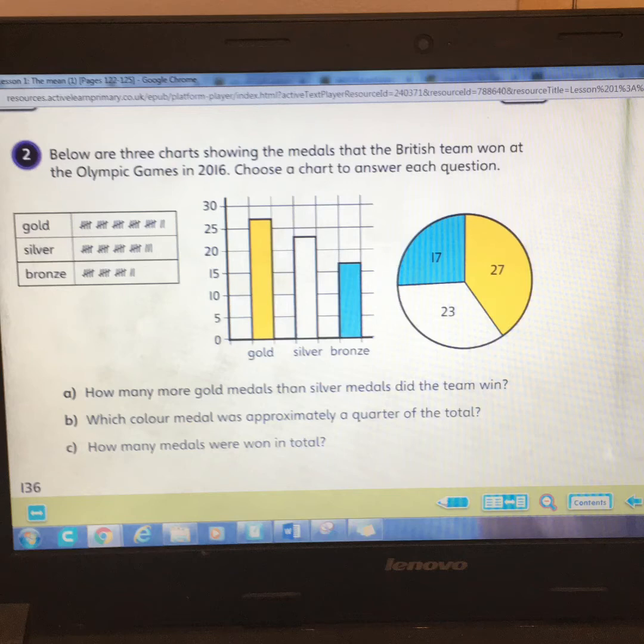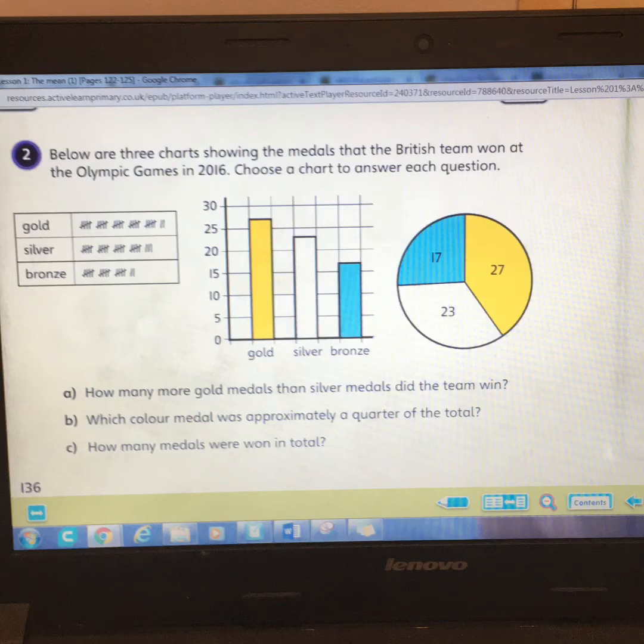Question B. Which colour medal was approximately a quarter of the total? So which chart helps you work this out? Which one helps you show a quarter? Well, for this one, I would choose the pie chart. Pie charts are very visual and very easy to see parts of the whole. So if you want to show half or quarter or even an eighth, the pie chart is probably the best one to go for. So which one shows a quarter?